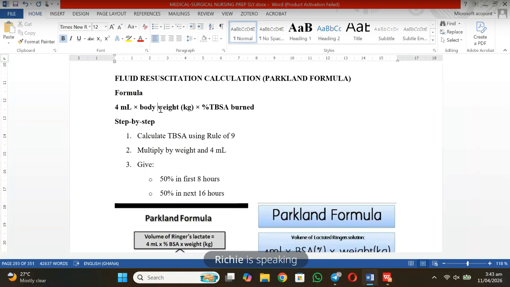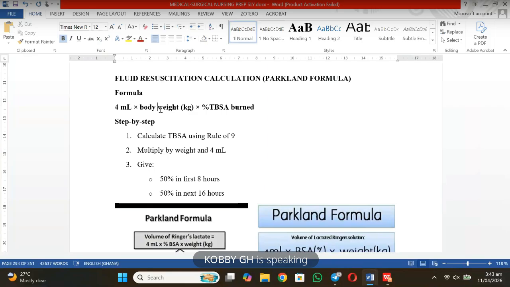It will be 5,500. Good, 5,500 mLs. Did you all get that? Okay, that is fine. If the examiner asks what amount of fluid will be required to resuscitate, that's the answer, 5,500 mLs.